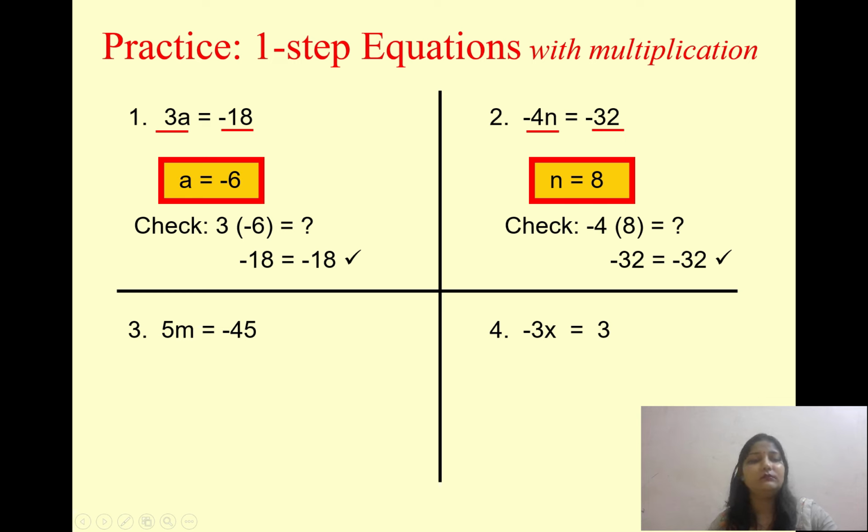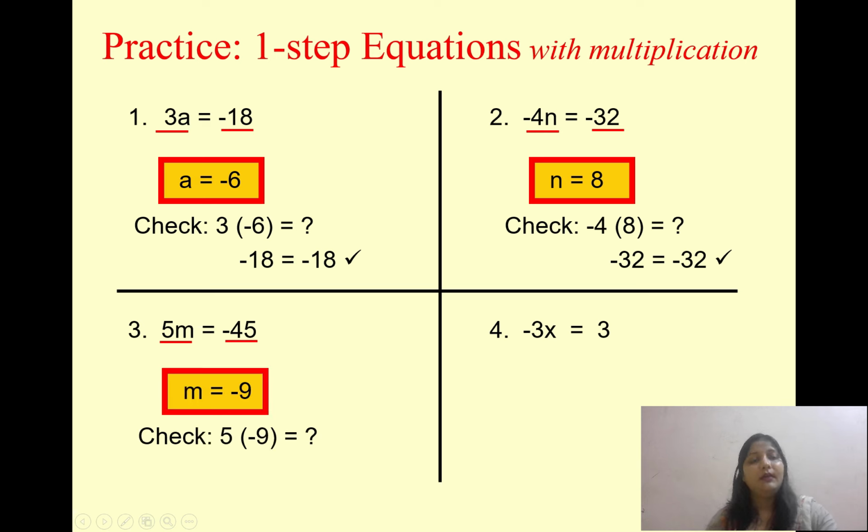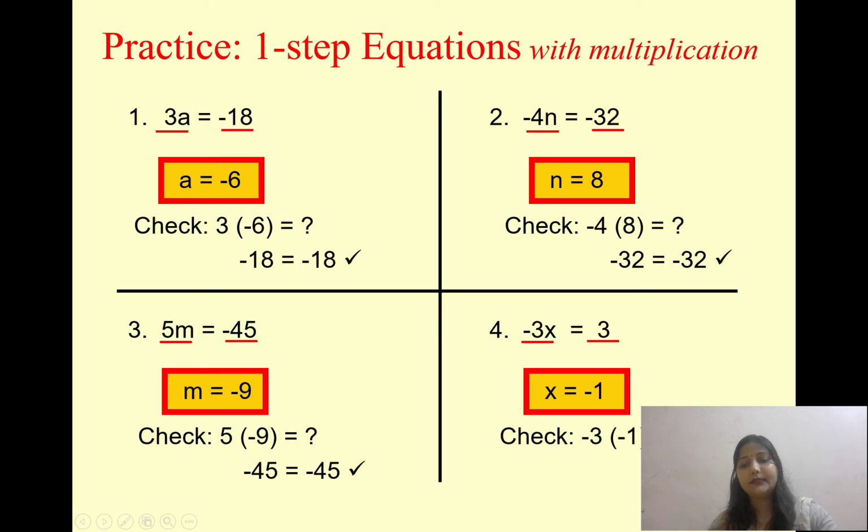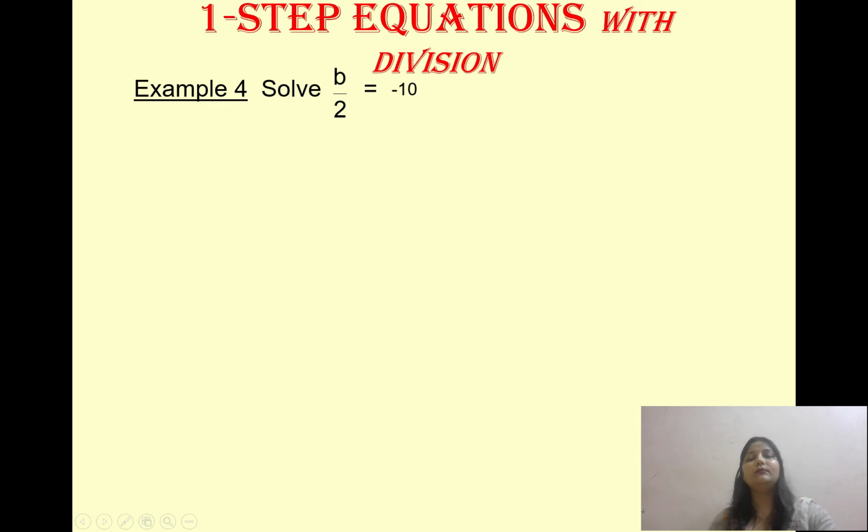Okay, same. What will the value of m? Can you tell me? Yes, m equal to -9. We will put -9 in the given equation, and if both sides are equal, you will get the correct answer. Your answer is correct. If both side values are equal, your answer is correct. Same here. Now move on to the division operation.